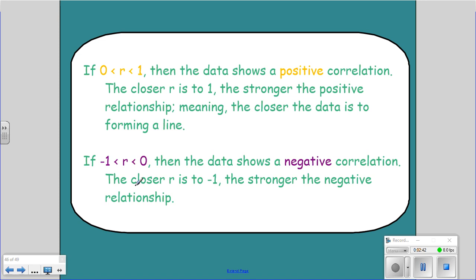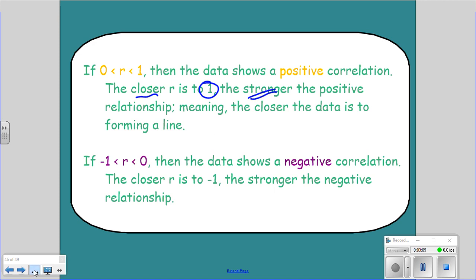The correlation coefficient R, if it's between 0 and 1, that means it's positive, and so you should see a positive correlation. The closer to 1 it is, the stronger the relationship. In other words, the closer the data is to forming a line with a positive slope.